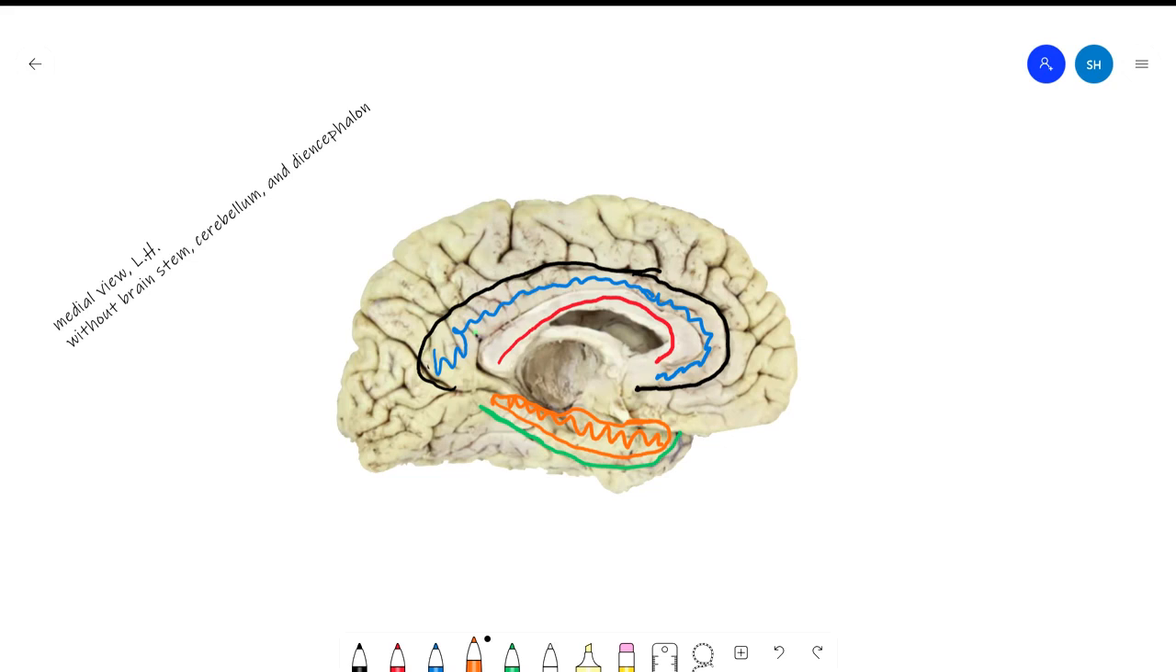And if you draw an imaginary line between these, it becomes a fully enclosed structure. This lobe is an internal lobe, and it is the limbic lobe. So this collateral sulcus is basically a border between the temporal and the limbic lobe.